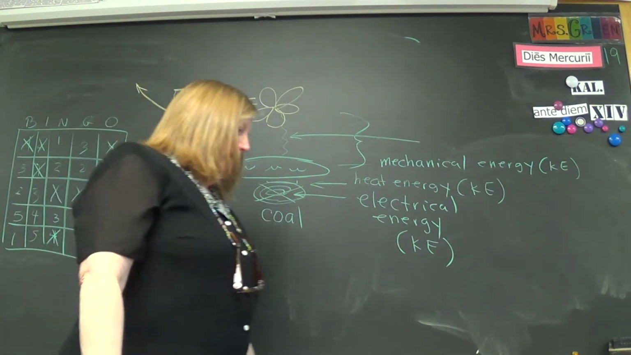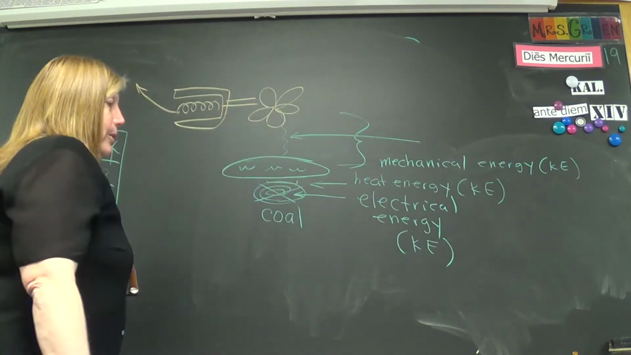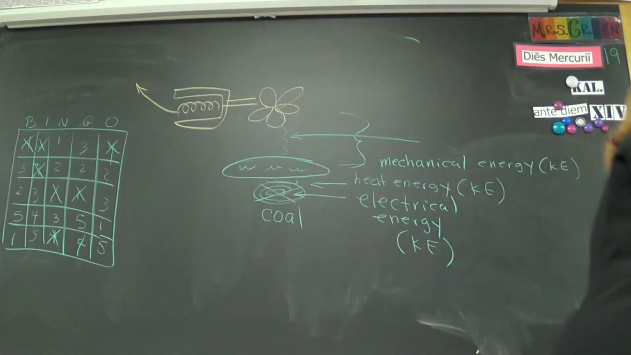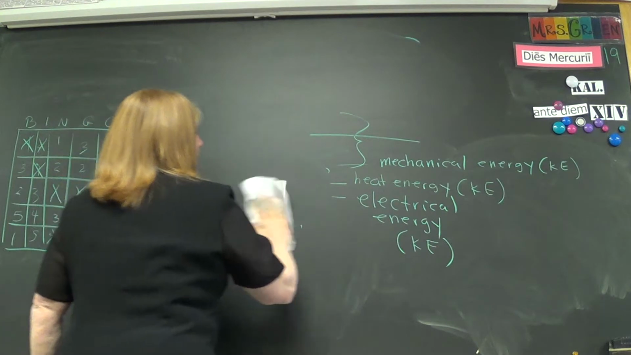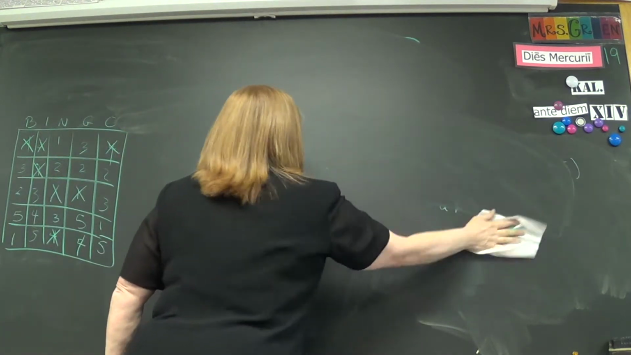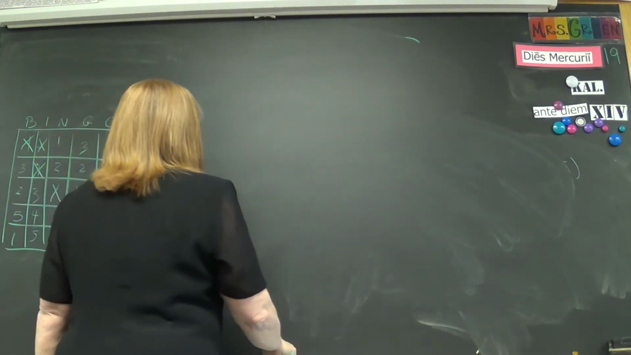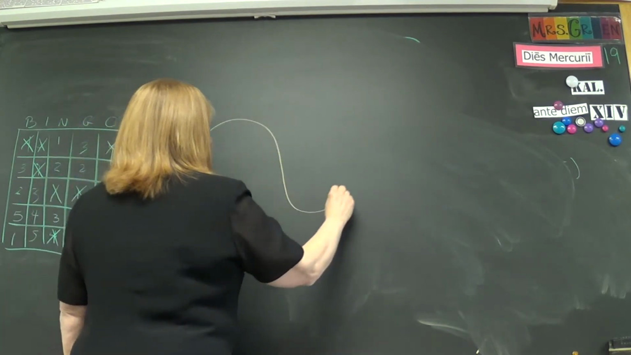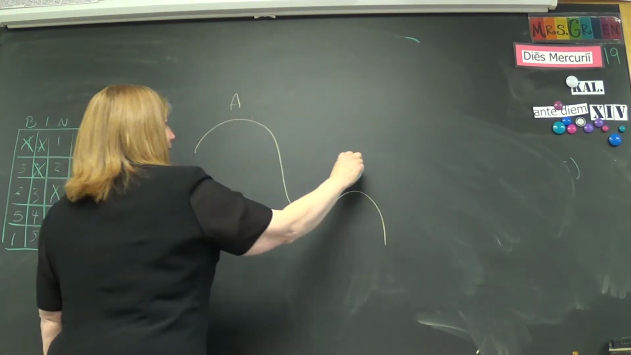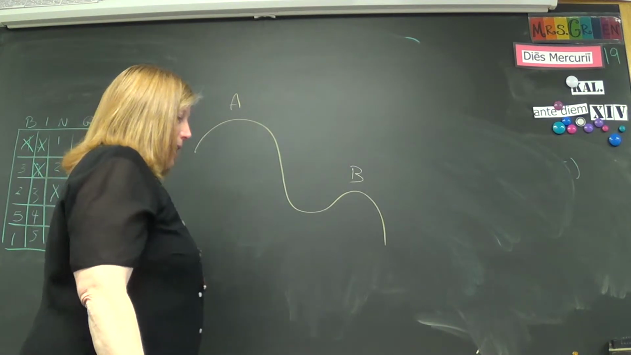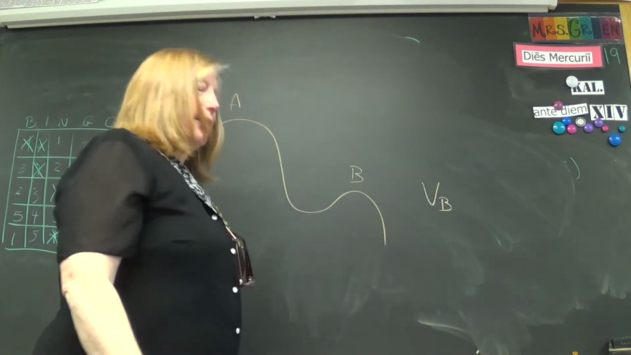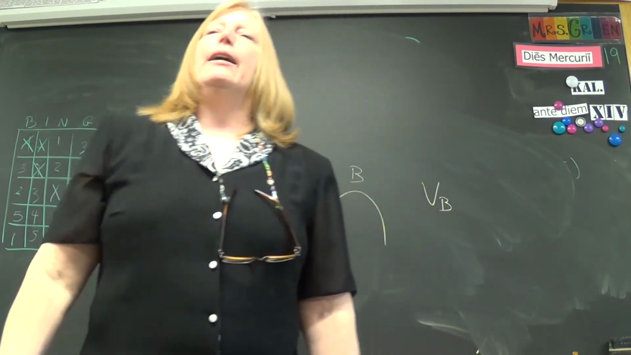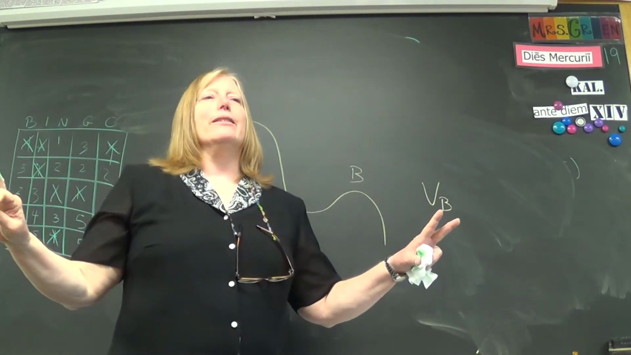All right. I would like you to go to the amusement park for our next one. On the amusement park, we have this. We'll call this A and this B. And I want to know the velocity at B eventually. But to do that, what is the first step? Just describe it in words, theoretically.